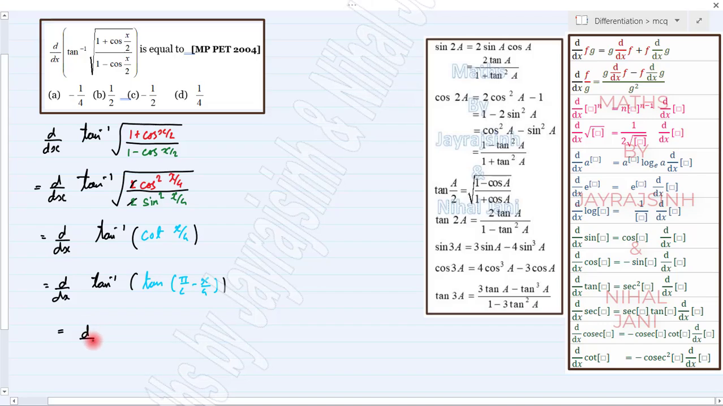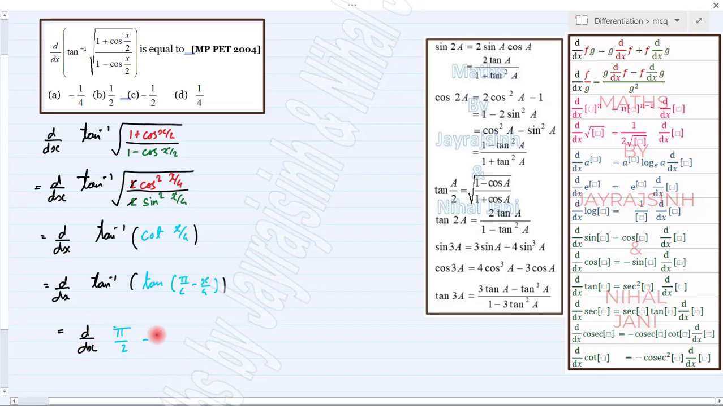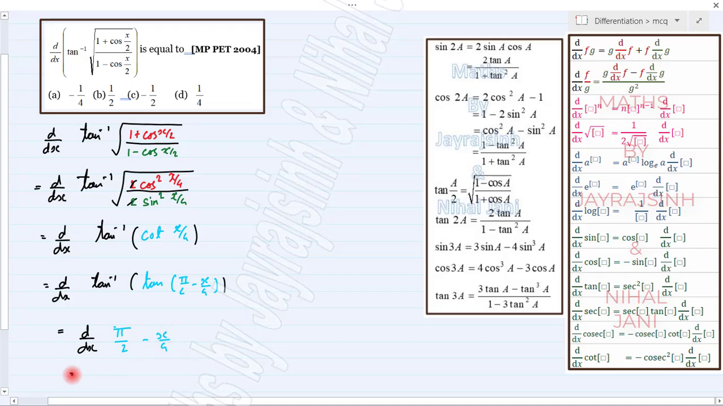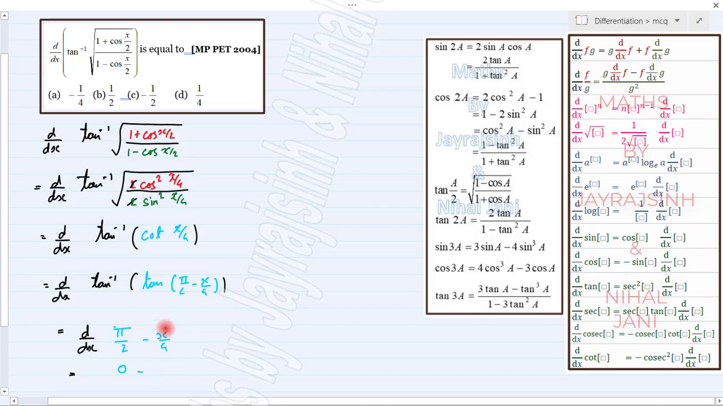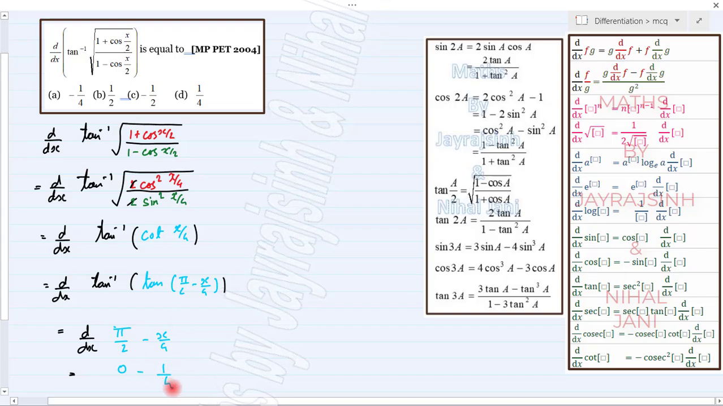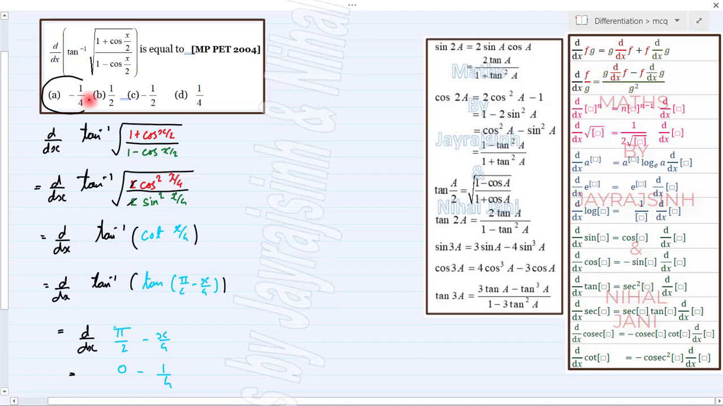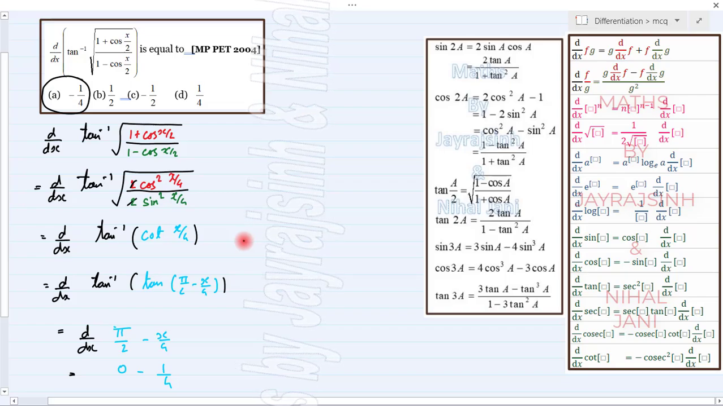So we just have to differentiate pi by 2 minus x by 4. Pi by 2 is a constant term, so its differentiation will be 0, and differentiation of x by 4 will be 1 by 4. So minus 1 by 4 will be your final answer, which is given in option A. Ta-da!